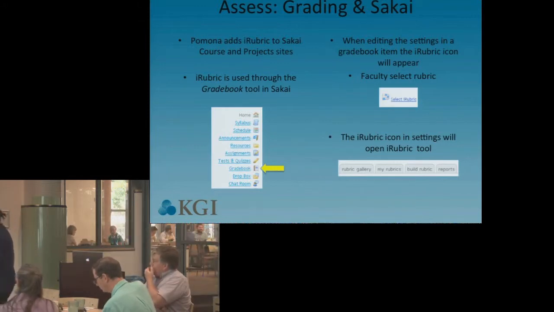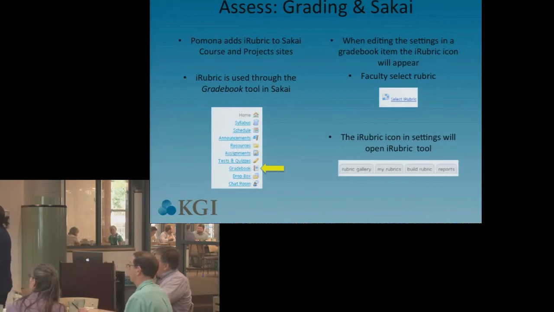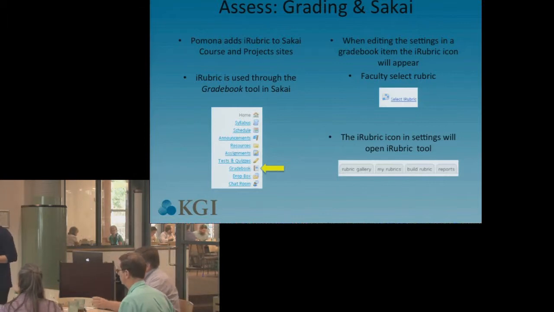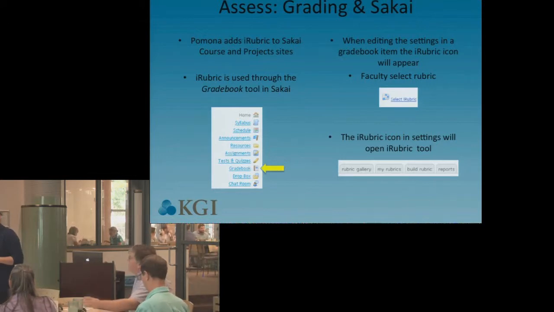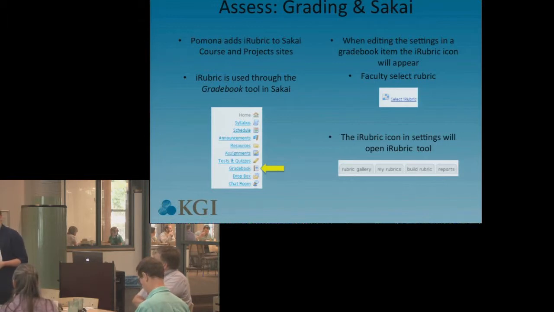So right now, Pomona adds iRubric to your course sites, while we only use project sites. So it's a little bit different, but it should function the same way. And it's just occurring to me that I don't actually know what it looks like in a course site, if there's any difference. I imagine that there wouldn't be because the tool is the same.